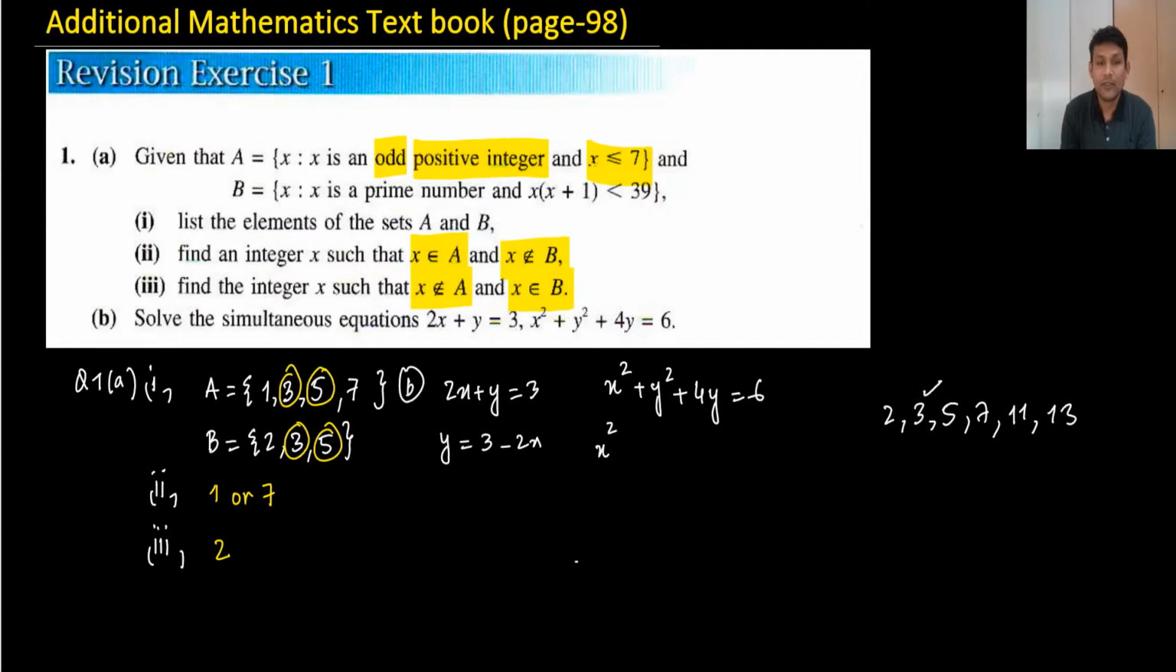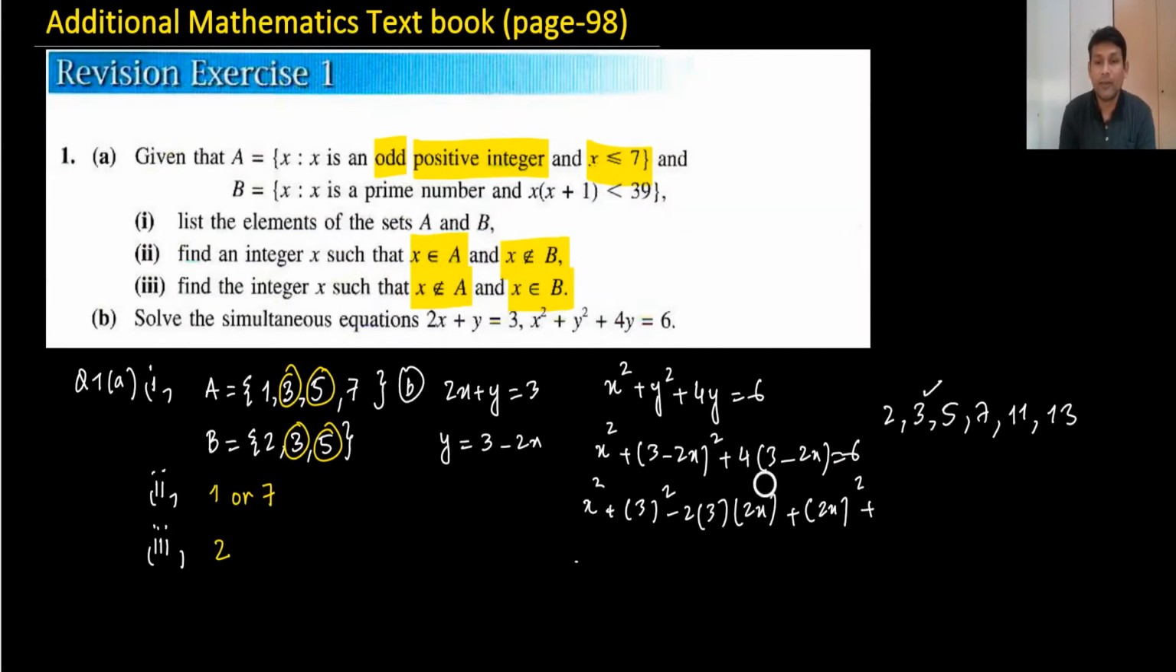x squared plus (3 minus 2x) whole squared plus 4 times (3 minus 2x) is equal to 6, and we can use a perfect square formula here: a minus b whole squared is equal to a squared minus 2ab plus b squared. I'm just writing it for you. And then we can multiply this: 4 times 3 is 12, minus 8x, is equal to 6.